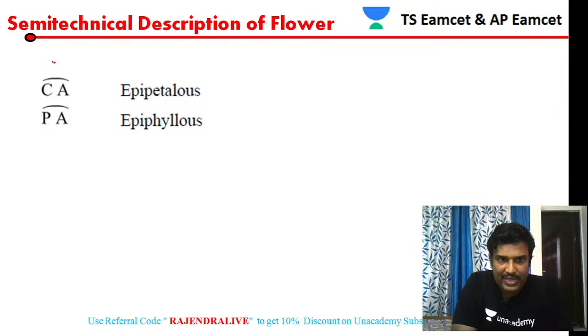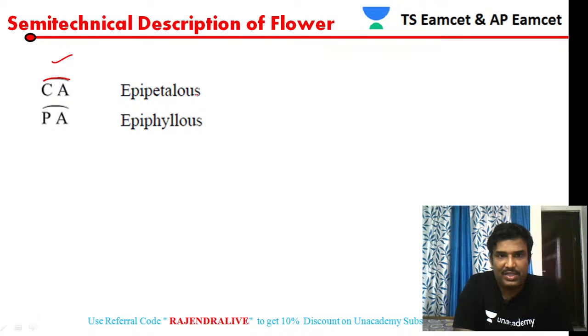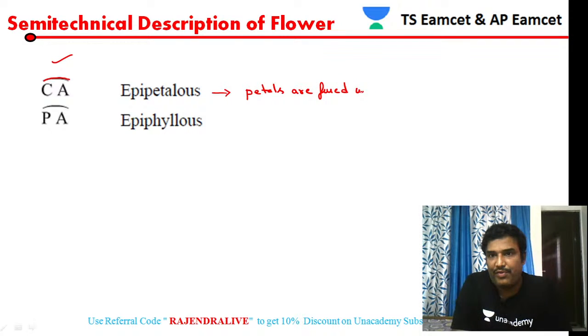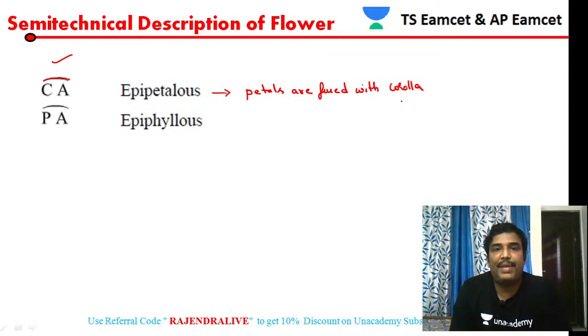There is another symbol you can see, C and A, both joined by one connection. Such a condition is called epipetalous. C indicates corolla, the petals. In the epipetalous condition, the stamens are fused with the petals of the corolla. This is generally observed in members of Solanaceae.